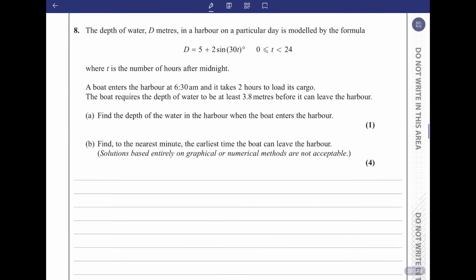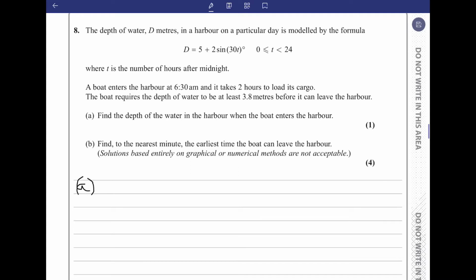So let's move on to question 8. We've got the depth of water being modelled by a formula. So let's change the pen colour, as I'm not the biggest fan of red. So we have T is the number of hours after midnight, and here we go, let's move to part A. So we have a boat enters the harbour at 6:30 AM and it takes 2 hours to load. The boat requires the depth of water to be at least 3.8 before it can leave the harbour. So find the depth of the water when the boat enters the harbour.